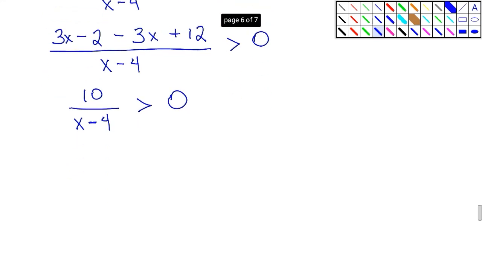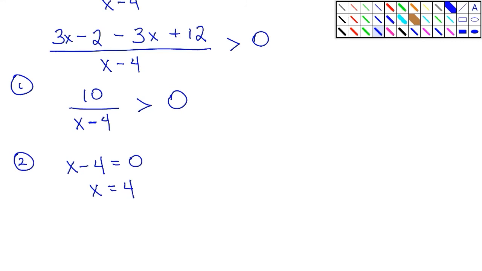So that was step 1. Make sure you have 0 on one side. Step 2 is to find all the partition points. Well, there are no x's in the numerator, so there are no zeros of the rational function. But I can set the denominator equal to 0 to produce x is equal to 4. Step 3, let's create the sign chart. So the sign chart only contains the one number of 4 where it is undefined.